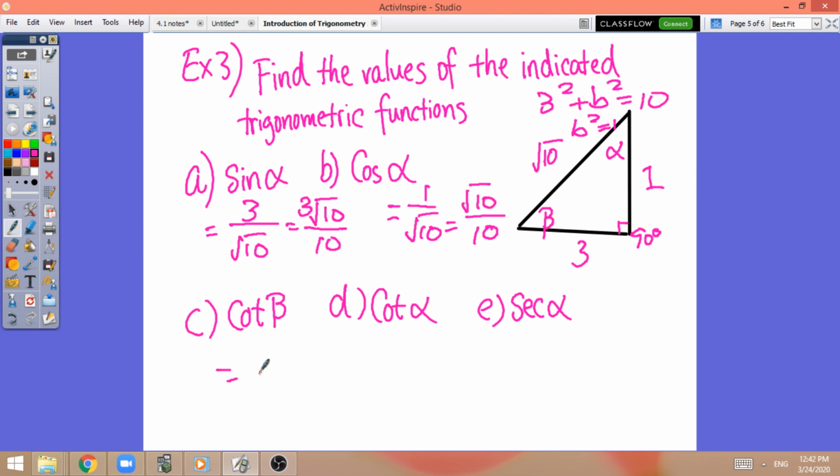And then cotangent of beta. Beta becomes the base angle, so opposite over adjacent, well, adjacent over opposite, excuse me, it's cotangent. So 3 over 1, which is 3. And then cotangent of alpha, adjacent over opposite, is 1/3. And then secant of alpha, root 10 over 1, which is just root 10. Okay, so let's see what else we have.